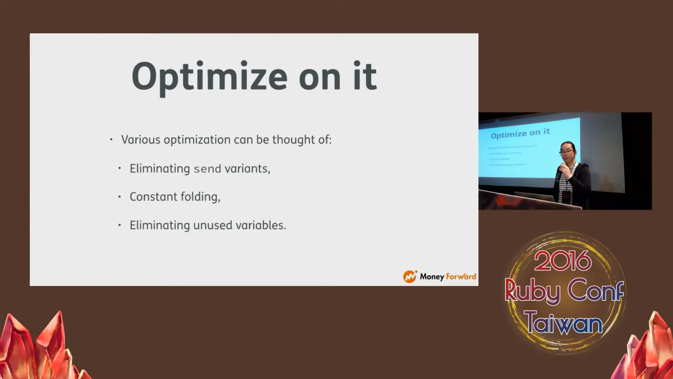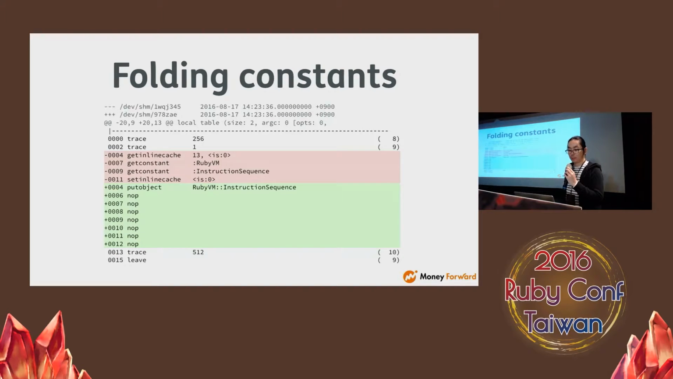Now, we are ready. Let's have optimization, the fun part. Like I said, we refrain from touching VM states. We cannot change the length of the VM sequence, but under such restrictions, it is still possible to apply some kinds of optimizations, like eliminating method calls, folding constants, and eliminating variables. Let's first see constant folding.